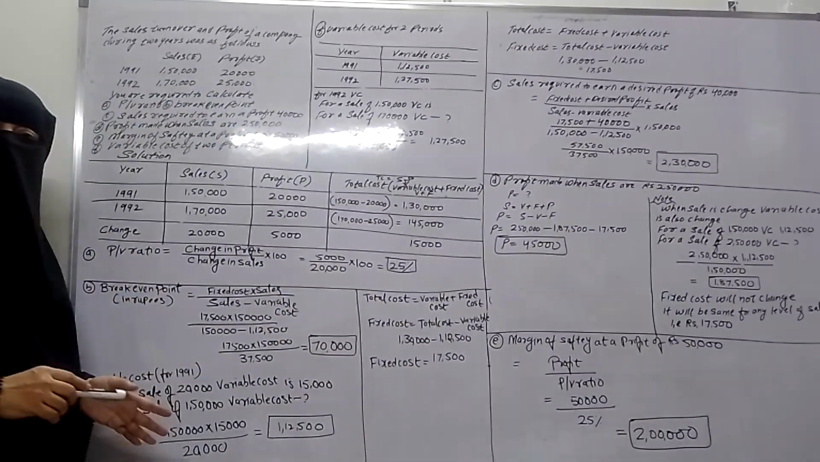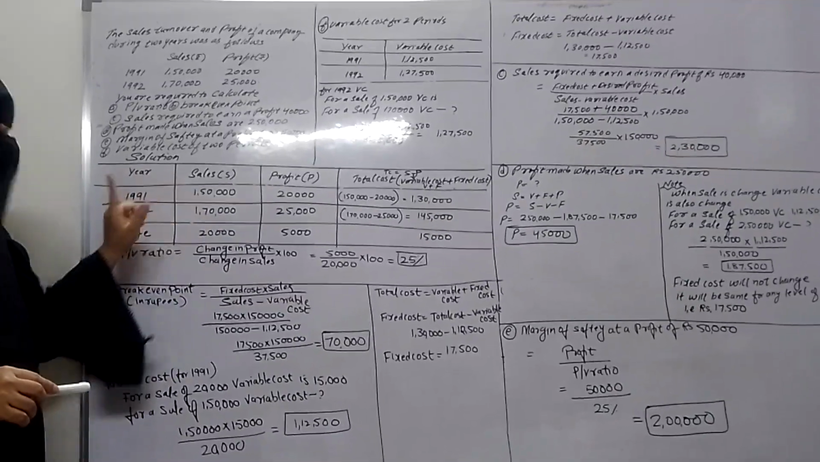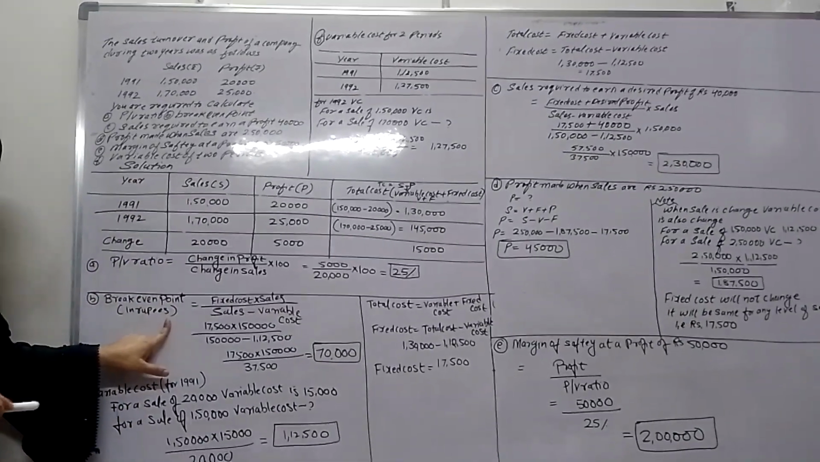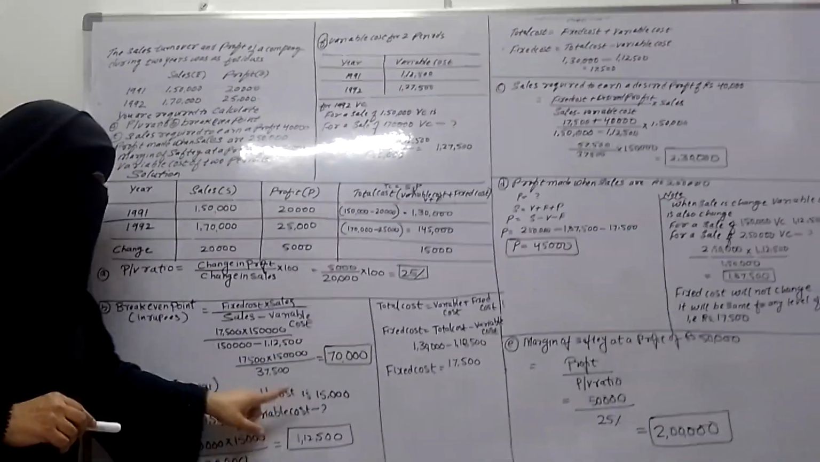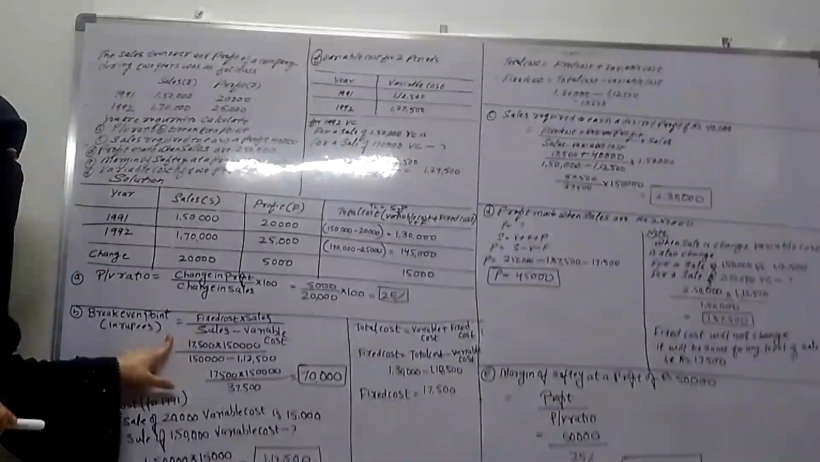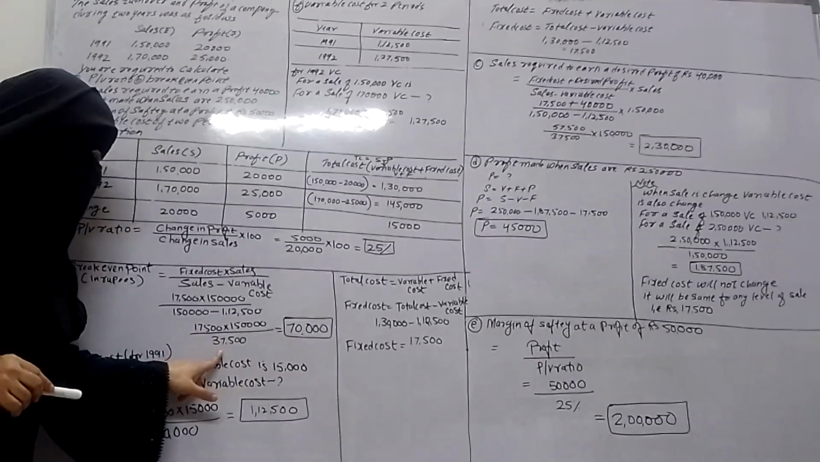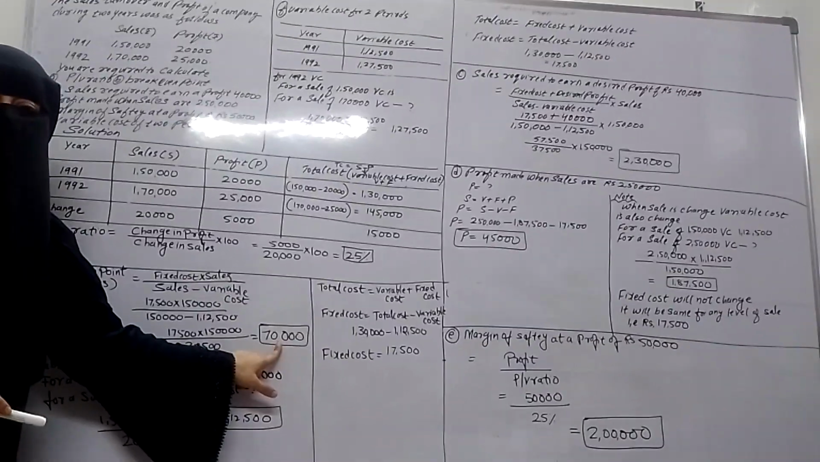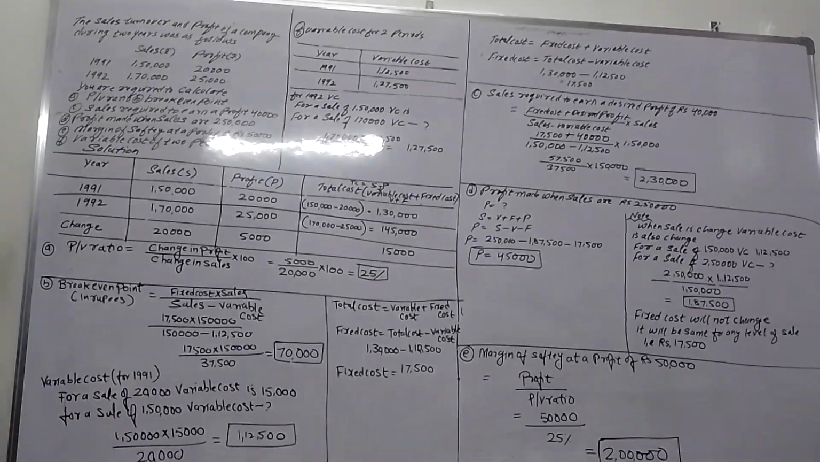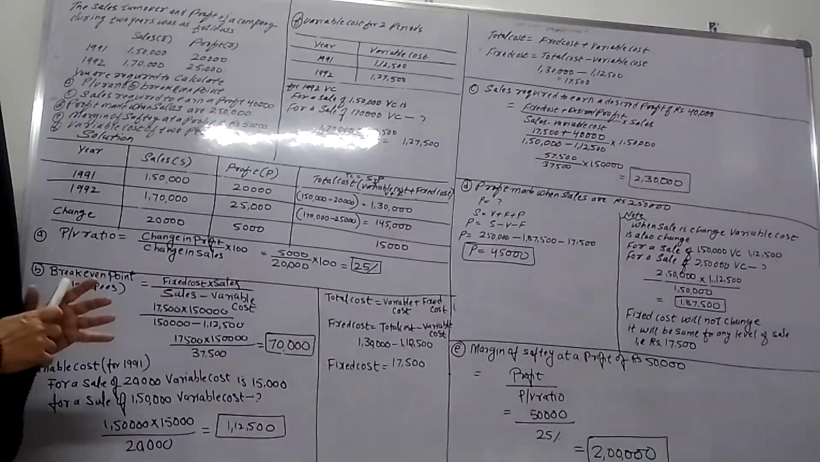Now we have the variable cost, we have the fixed cost, and we have the sales. So easily we can substitute in the formula: fixed cost into sales divided by sales minus variable cost. Fixed cost 17,500, sales first year 1,50,000, minus variable cost 1,12,500. So the break-even point in rupees is 70,000. Break-even point in rupees is nothing but break-even sales. So two bits we completed.